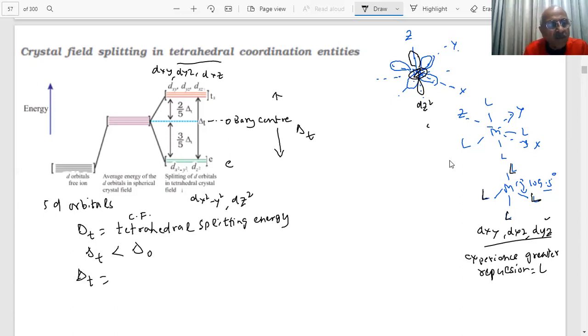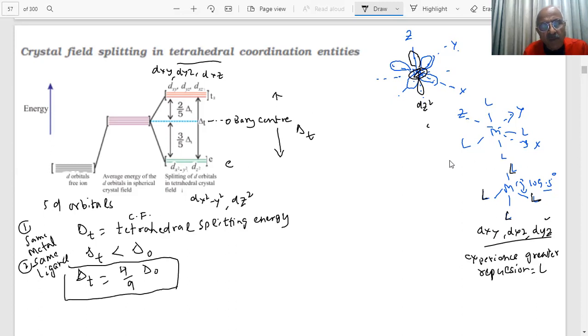For the same metal and same ligand, the tetrahedral crystal field splitting has been found to be equal to 4 by 9 of delta O. This is important, note it down, sometimes questions are put on this. The tetrahedral crystal field splitting is always smaller.